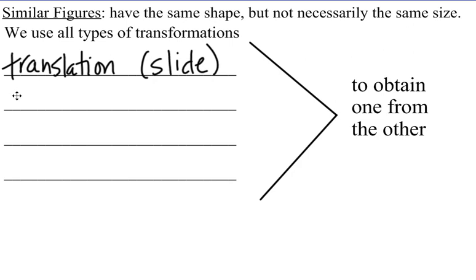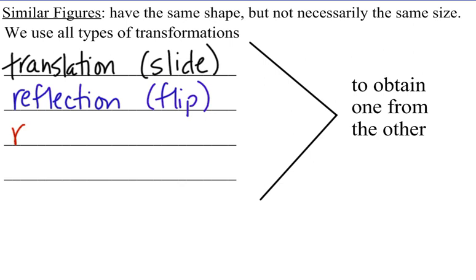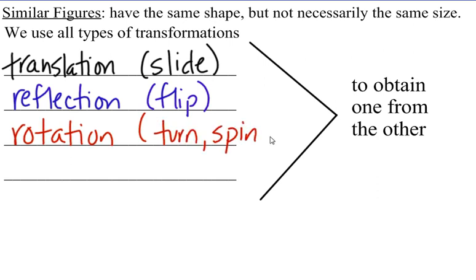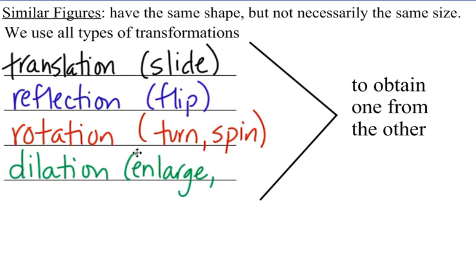Another type of transformation is called a reflection. A reflection is considered a flip of a figure. A third type is called a rotation, and that is a turn or a spin of a figure. Now the last one that we're going to talk about, and it's the one that's used for similar figures, is called dilation. And that's when we enlarge or shrink a figure.